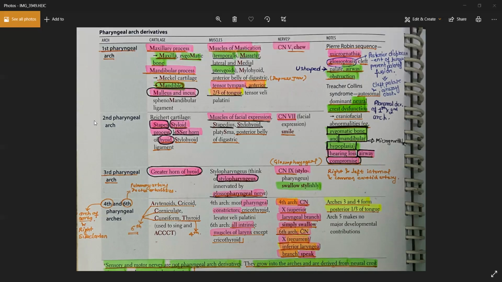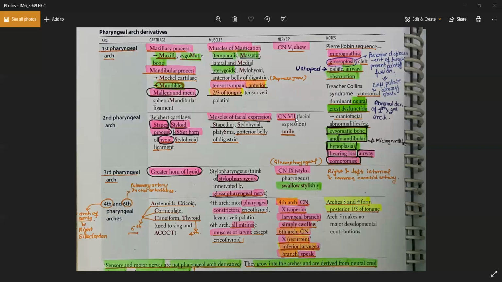Now you have the second pharyngeal arch, which is supplied by the seventh nerve. Because the seventh nerve is supplying this arch, all the structures formed from this arch will be supplied by the seventh nerve. For the cartilage and bones, you know that the seventh nerve supplies the stapes, styloid process, and the lesser horn of the hyoid. Stapes, styloid process, and lesser horn all have an S in them.